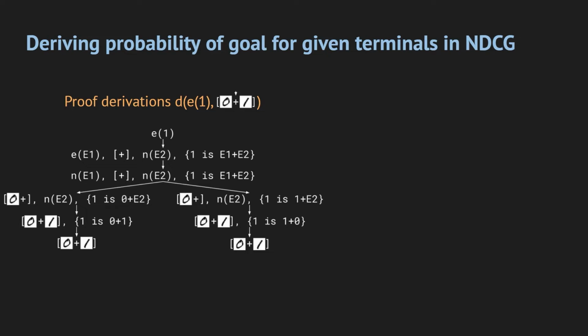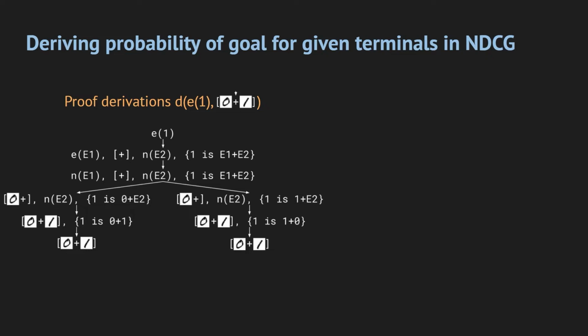For example, if we know that the sum is 1, the digits could be either 0 plus 1 or 1 plus 0. Both branches have to be considered if we want to know which one is most likely, or if we want to know the complete probability of all possible derivations in this given sequence.